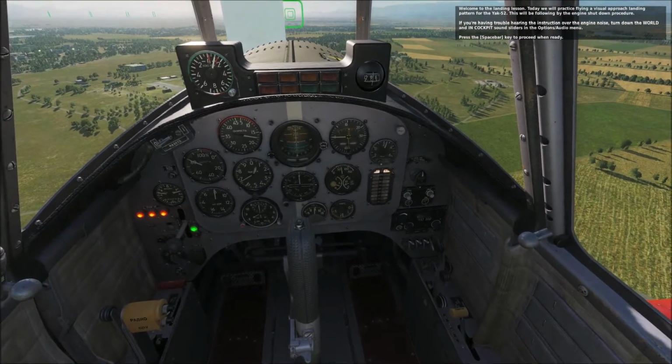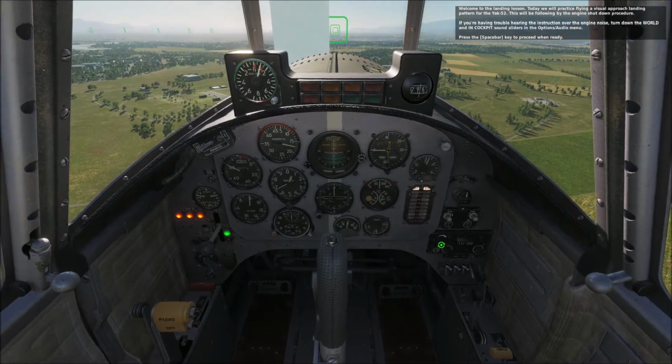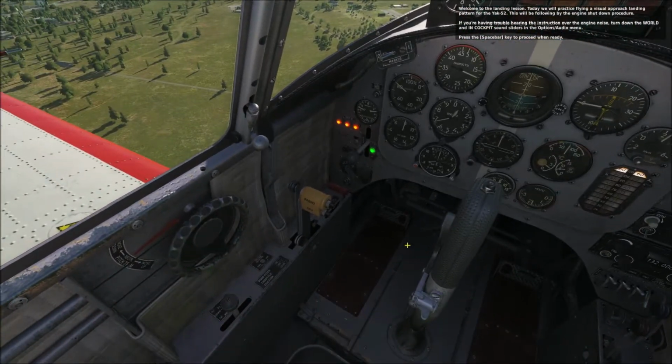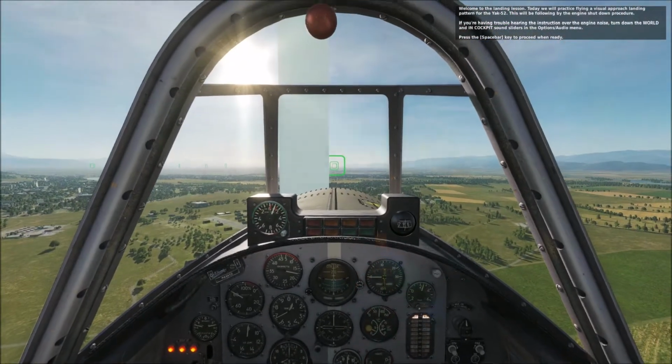Welcome to the landing lesson. Today we will practice flying a visual approach landing pattern for the Yak-52. This will be followed by the engine shutdown procedure.